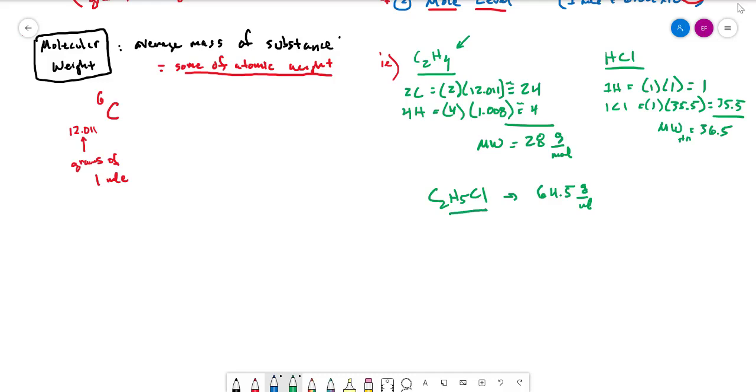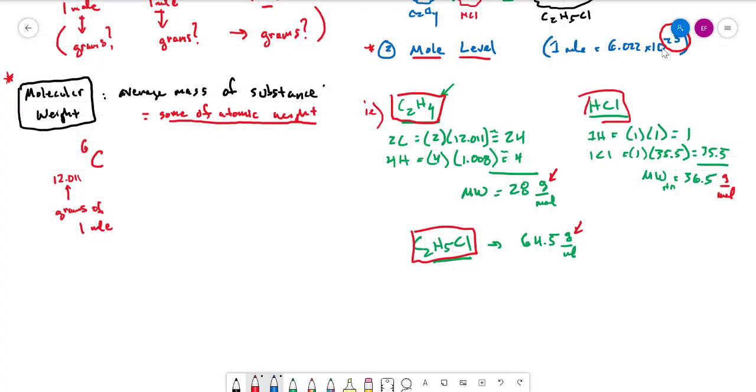Okay, so that's a good starting point. Now we know how many grams 1 mole of each of these substances weighs, and they should be different because they contain different amounts of protons and neutrons. So for HCl, 36.5 grams makes 1 mole, but C2H4 is actually a lighter molecule, so you only need 28 grams to get the same number of molecules. Because remember, 1 mole is still the same number of molecules, 6.022 times 10 to the 23.